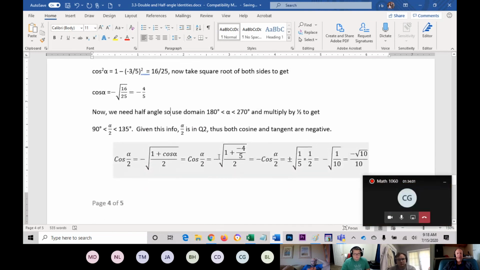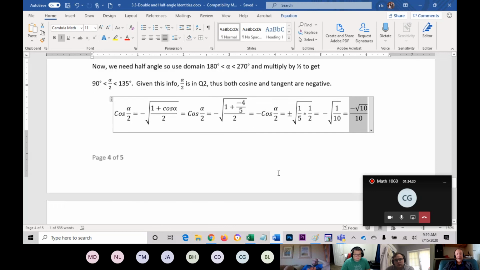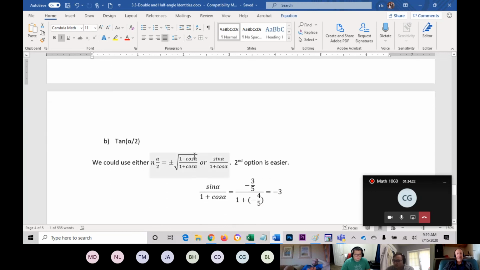Why am I getting... oh, you know what, this is easier to see here. We've got 1 minus 4/5 over 2. So when we simplify that, that's 1/5 times 1/2, which ends up being the negative square root of 10 over 10. All right, let's move on to the next one.